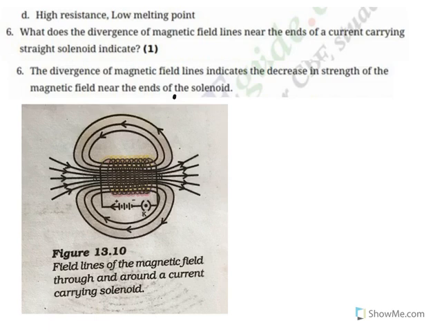What does the divergence of magnetic field lines near the ends of a current carrying straight solenoid indicate? Here inside you see the lines are straight and parallel, but as they move out they diverge, which means the distance between them increases. This clearly indicates that there is a decrease in the magnetic field near the ends of the solenoid, because the distance between the lines increases, and hence we can say the field becomes weaker.